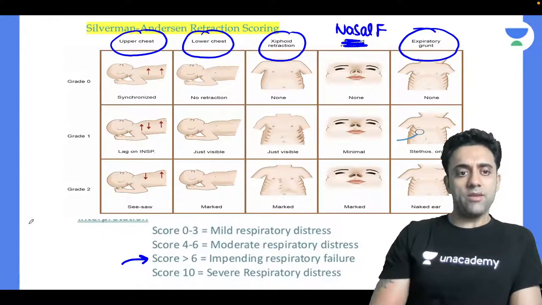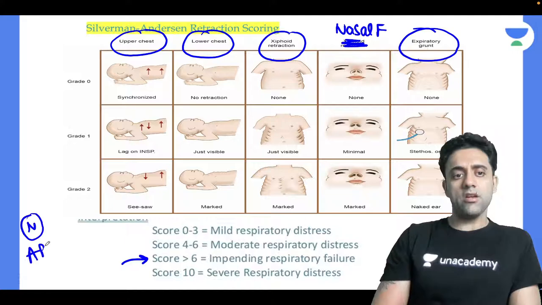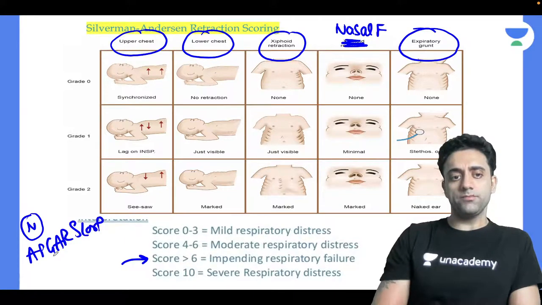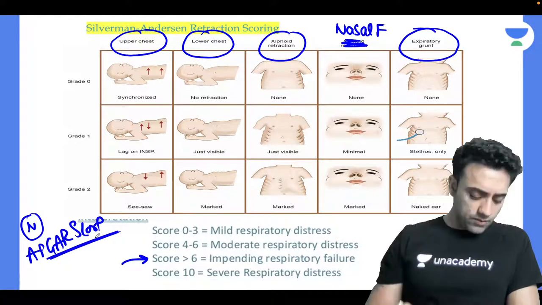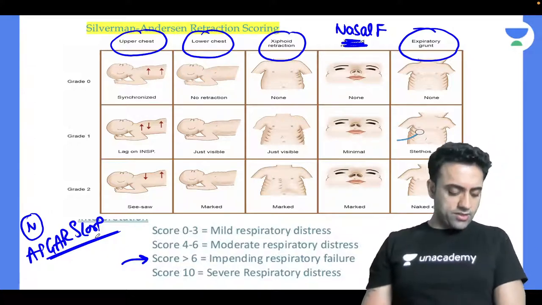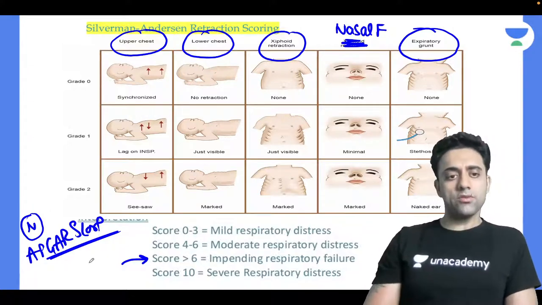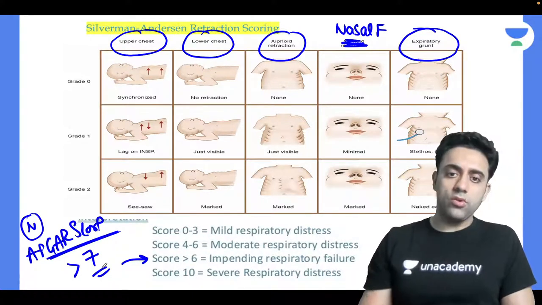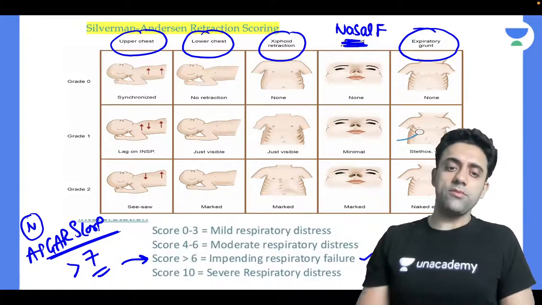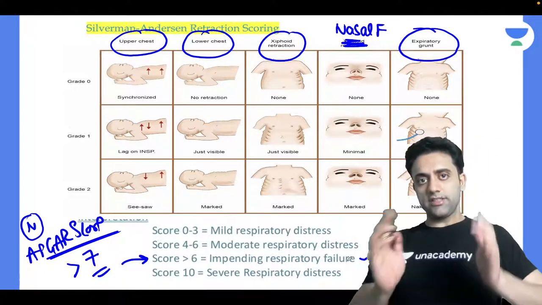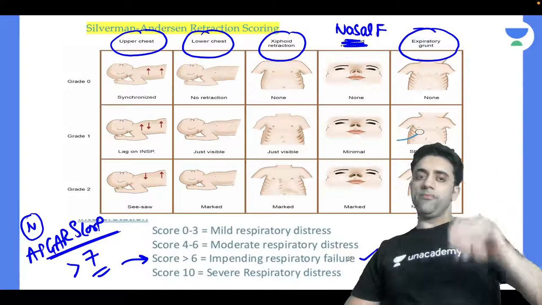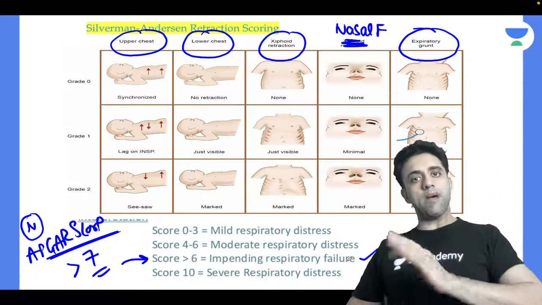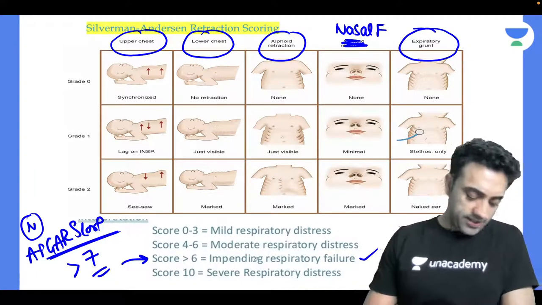And what is the normal Apgar score, anyone? Yes, exactly. Umesh is right. The normal Apgar score is more than 7. So remember, more than 7, the Apgar is normal. But more than 6 in the Silverman Anderson score means the child is going into failure. So it's different, okay? Apgar more is good, and Silverman Anderson score more is bad, that you should know.